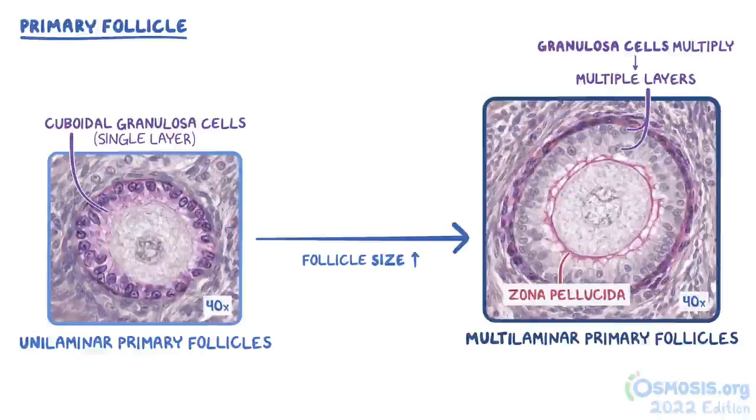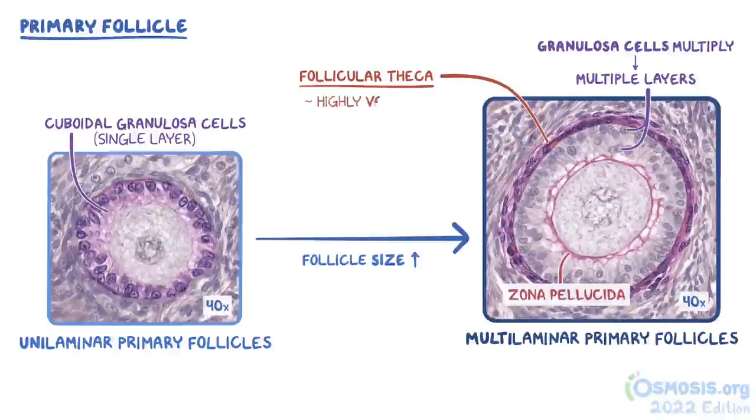The stromal cells that surround the follicle differentiate into a layer called the theca folliculi, or follicular theca. This layer of highly vascular connective tissue also contains cells with endocrine functions.